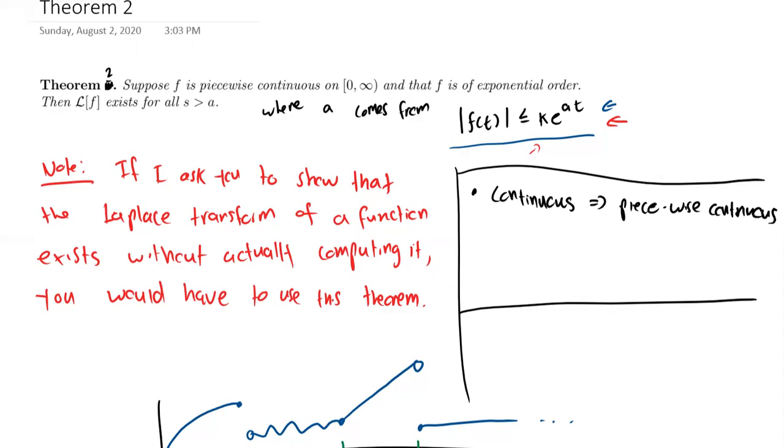If I ask you, and that's the note that I wrote here, if I ask you to show that the Laplace transform of a function exists without actually computing it, then you have to use this theorem. This is the only other technique that we have. We either compute the Laplace transform, and we know that it exists, or use theorem 1, where I gave you the lists, or I ask you to verify that the Laplace transform exists without actually computing it, in which case you would have to do what this theorem says. You would have to show that your function is piecewise continuous and show that it is of exponential order. Right? But again, we'll see how to do that in the next video.